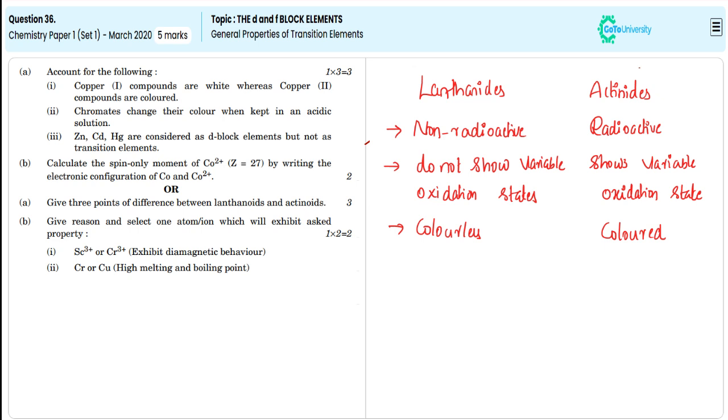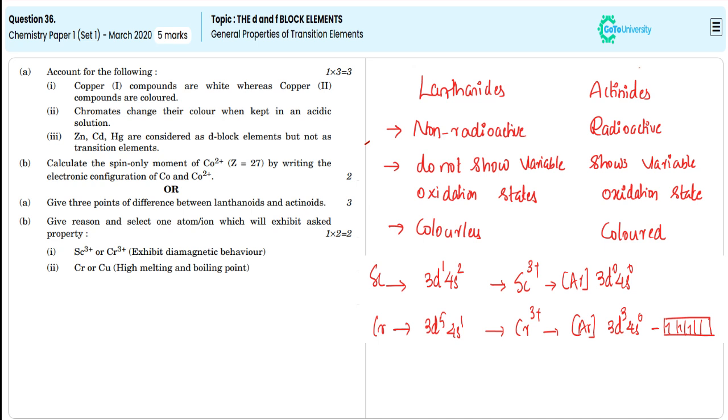First I am writing scandium, atomic number 21, that is 3d1 4s2, and scandium 3+ ion has the electronic configuration of argon only. There are no electrons in the 3d orbital and 4s orbital. Now we are moving to the next one. Chromium has electronic configuration 3d5 4s1, and the chromium 3+ ion has, one will move here, two will move here, so it will be argon 3d3 configuration.